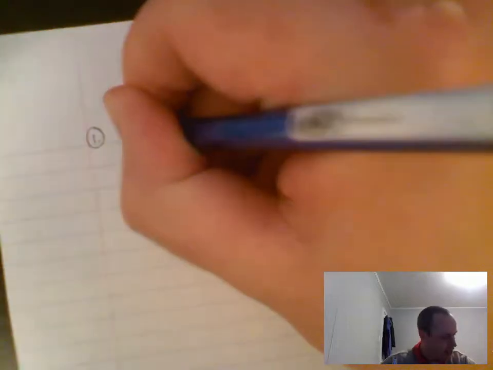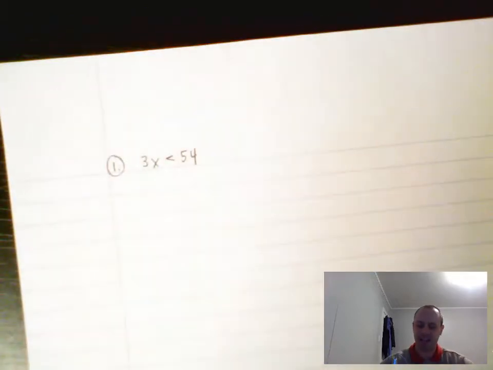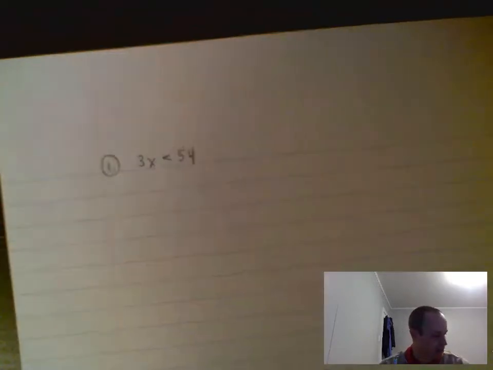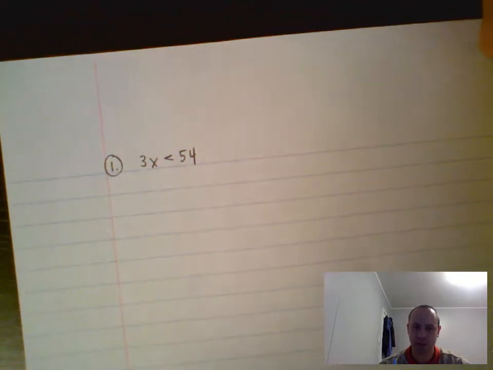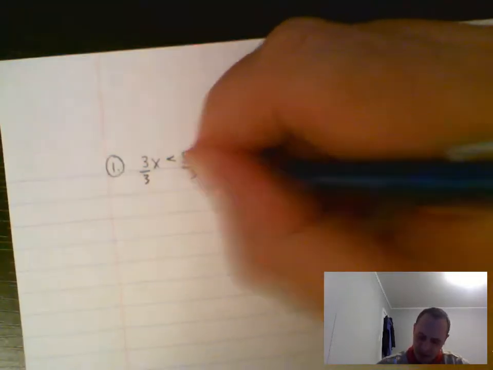Okay, so for number 1, we're going to take 3x is less than 54. To get that x by itself, or isolate the x, we want to get rid of the 3. So to get rid of 3 times x, we're going to divide by 3. Whatever you do to one side, you have to do to the other.